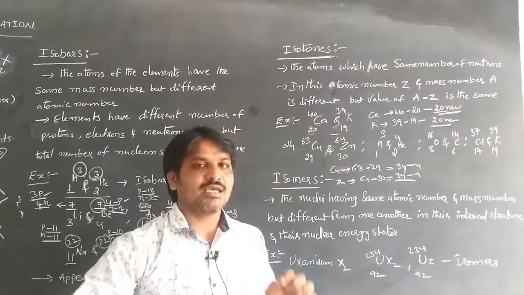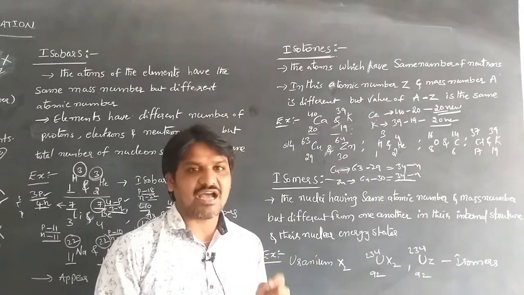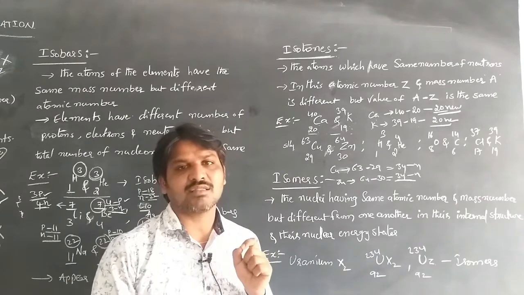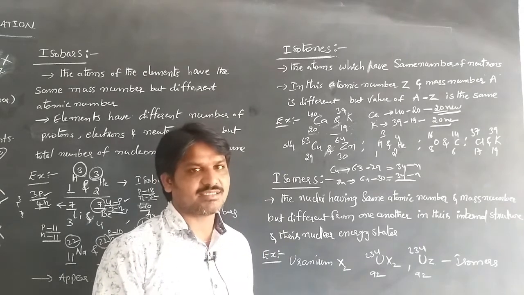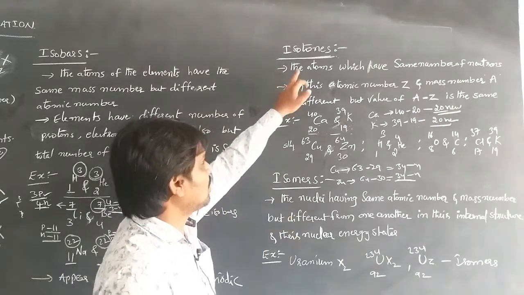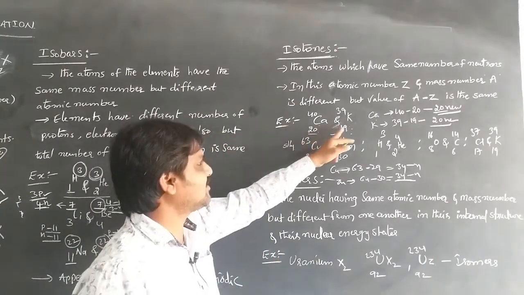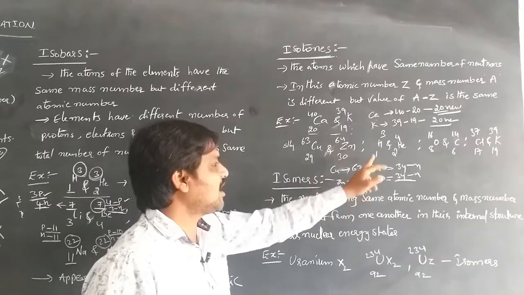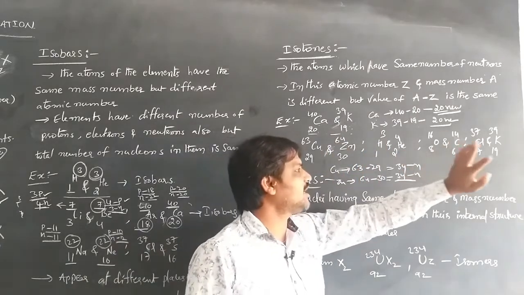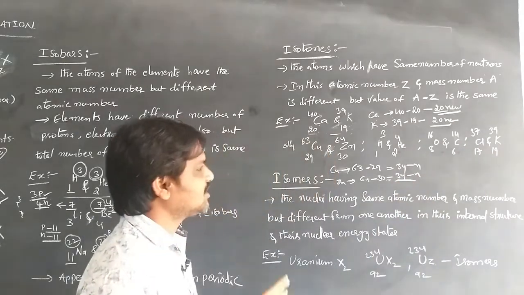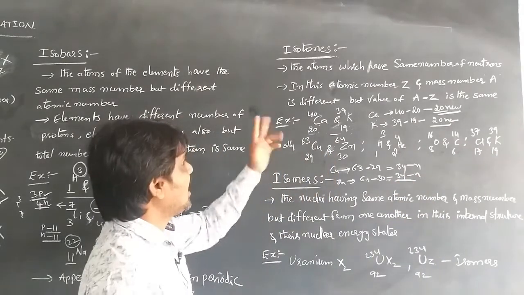So this type of elements can be considered as isotones. Isotones means the elements having the same number of neutrons in the nuclei. Some examples are: calcium and potassium, copper and zinc, hydrogen and helium, oxygen and chlorine, oxygen and carbon, and chlorine and potassium. Those are some of the examples of isotones.